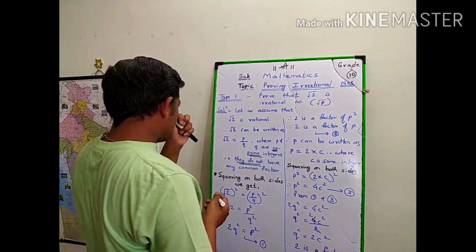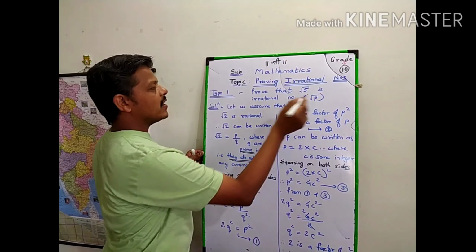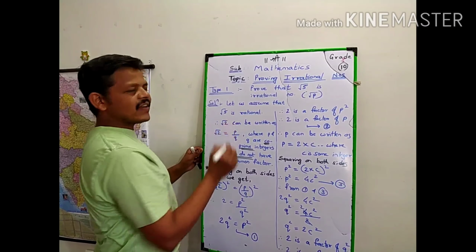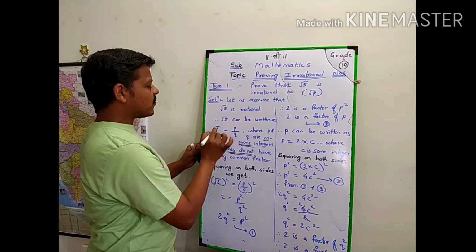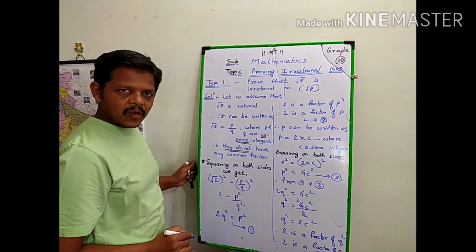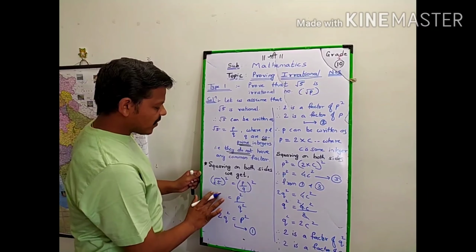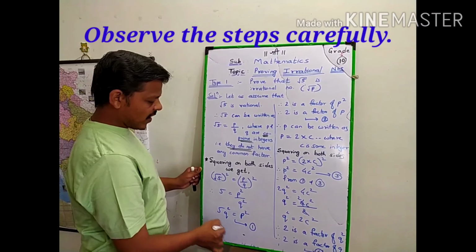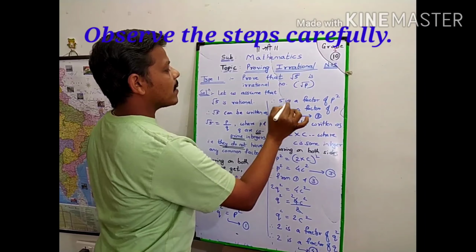You can see down here. Suppose we have to prove that root 5 is irrational. Let us assume that root 5 is rational. So root 5 can be written as p upon q. Squaring, root 5 square is 5. So 5q square is p square, so 5 is a factor of p square, and 5 is a factor of p.